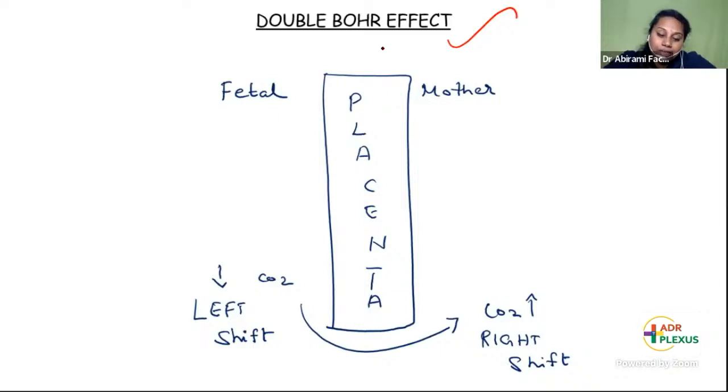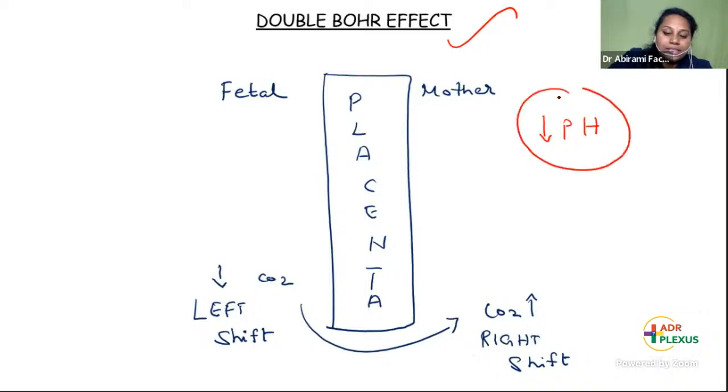So if you have really understood this concept, please try to answer this question. What will happen to the shift, right shift or a left shift, when there is a decrease in pH of the blood? Decrease in pH. Think and answer. Will it cause a right shift or left shift? We did not talk about pH in the curve, because it will confuse you. I didn't include that. Think and answer.